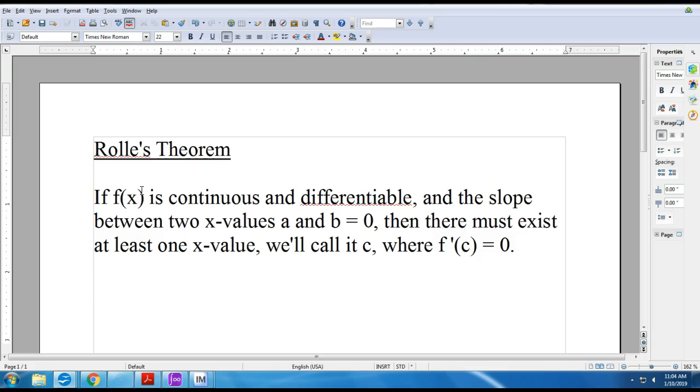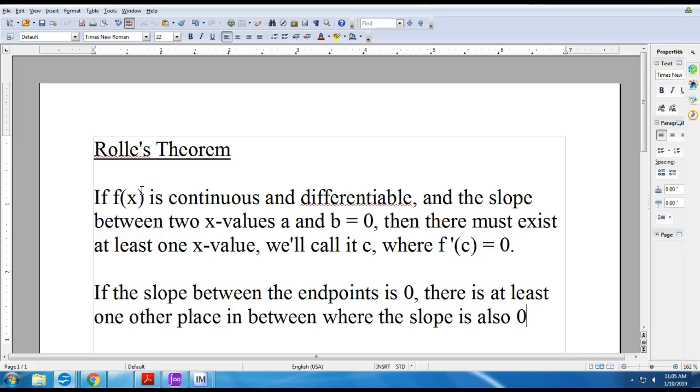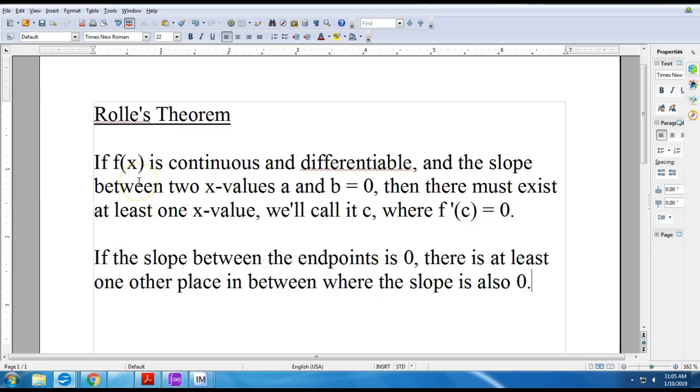So what does f prime of c mean? Flip it back to first semester. What's prime mean? Derivative. So what this is saying is, in English, if the slope between the endpoints is 0, then there's at least one other place in between where the slope is also 0.